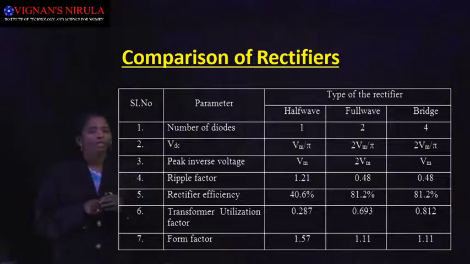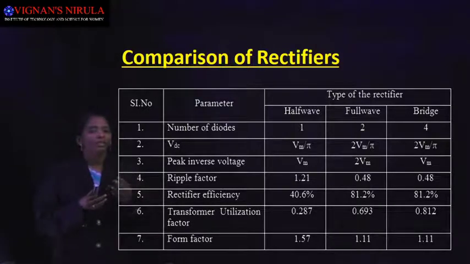Now the second point is VDC, that means average voltage or DC voltage. The average voltage for the half wave rectifier is Vm by pi, for the full wave rectifier it is 2 Vm by pi, and for the bridge rectifier it is also 2 Vm by pi. We calculated these values from the derivations in the previous classes.